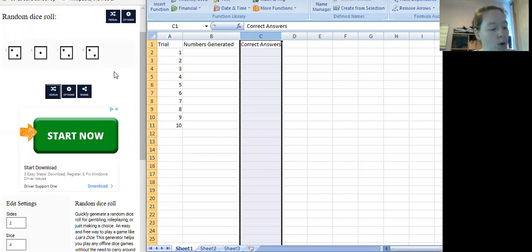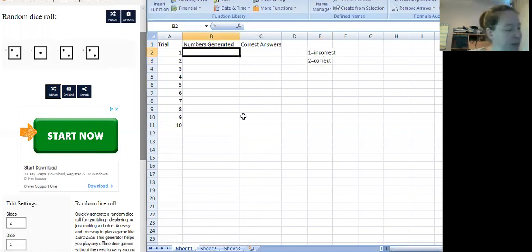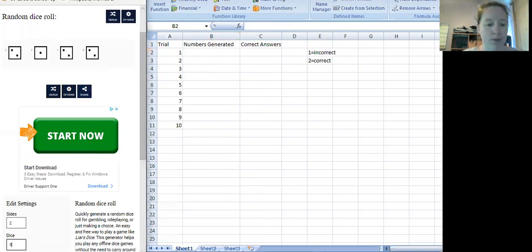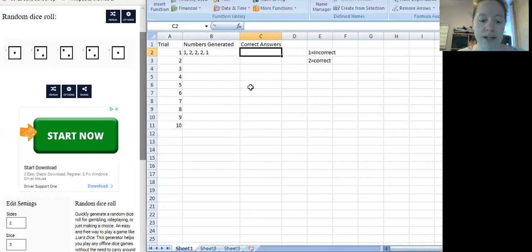So I'm going to have 1s be incorrect and 2s be correct. So 1 equals incorrect, 2 equals correct. And how many are we doing? 5 questions. So I need to add in 1 more die. So now I have 5 dice. Okay. And my numbers that were generated: 1, 2, 2, 2, 1. How many correct? 3.